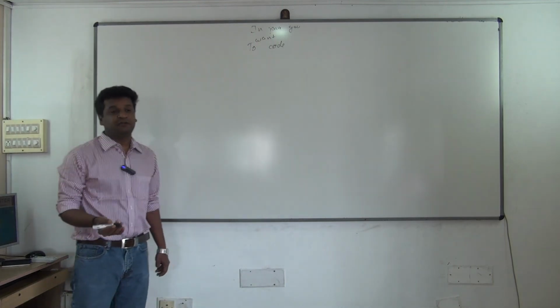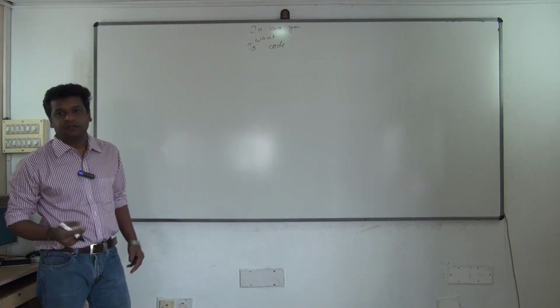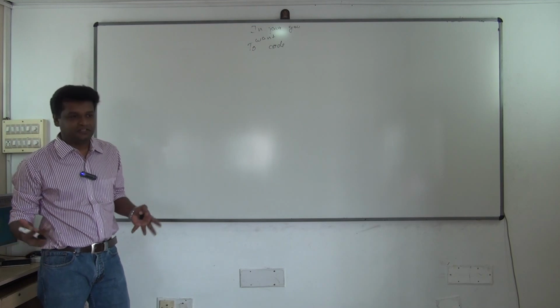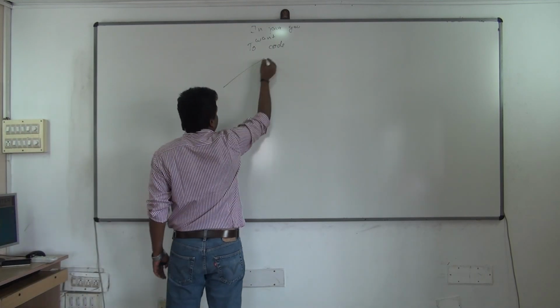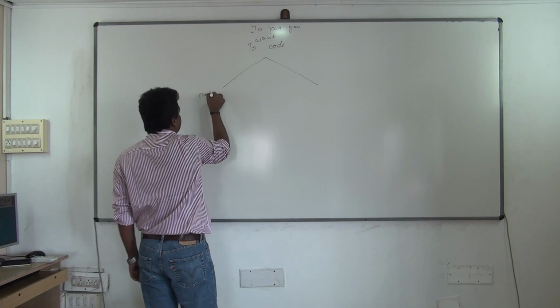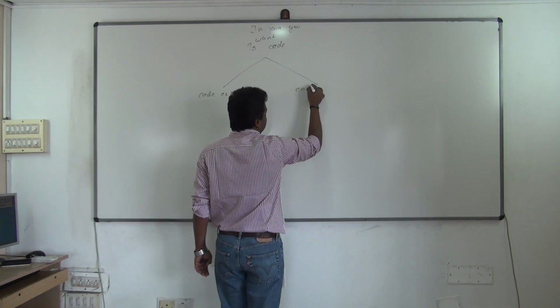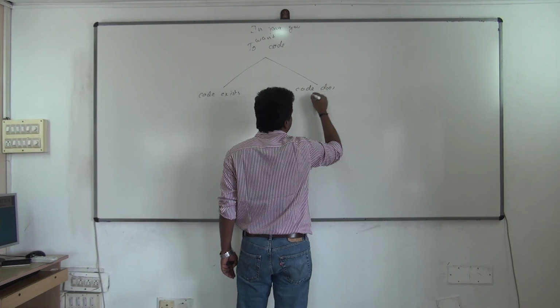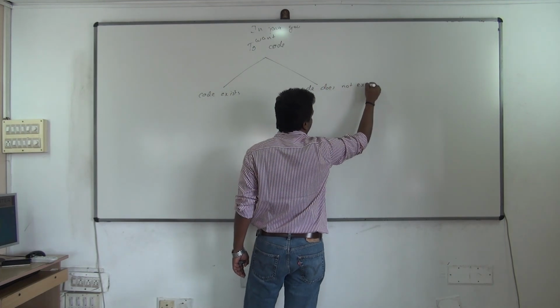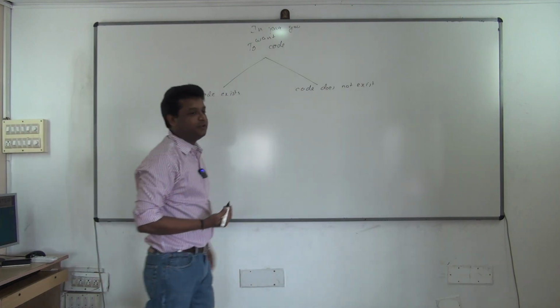before you code, first check whether the code exists. Is the code already ready there or not? First check that. So there will be two options. One, code exists. Two, code does not exist, meaning the code will not be there. You want some logic, but that logic will not be there. These are the two scenarios you'll come across very commonly.